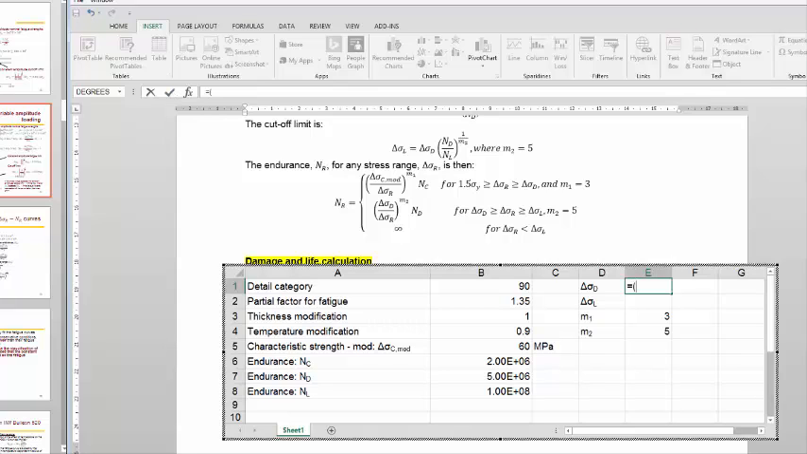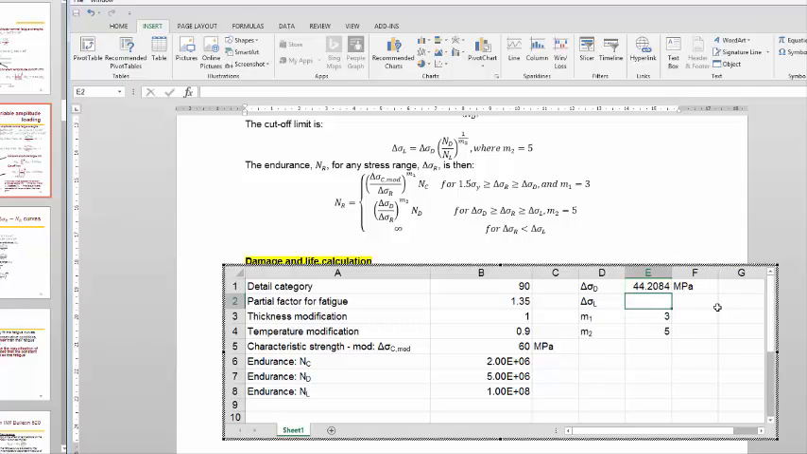What do we know it is? It's equal to delta sigma C modified, right? And there shouldn't be a bracket there. Multiplied by the ratio of NC, because we use delta sigma C as reference, divided by ND, right, to the power 1 over M1. Of course, we are on a slope of 3 in that regime. So that is 44.2084 MPa.